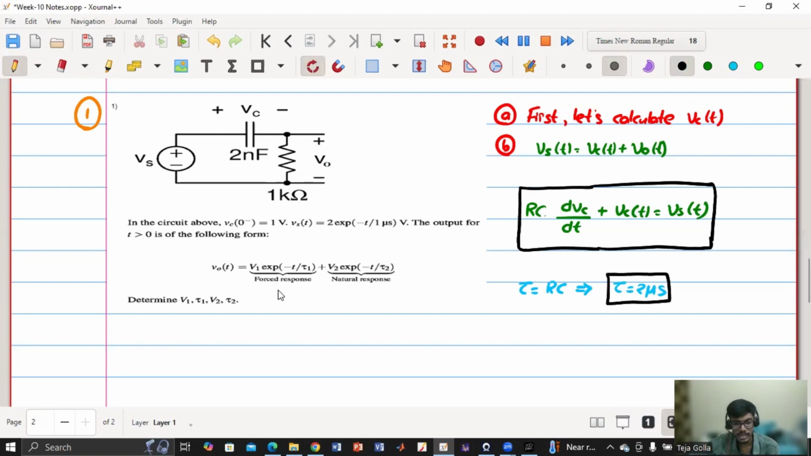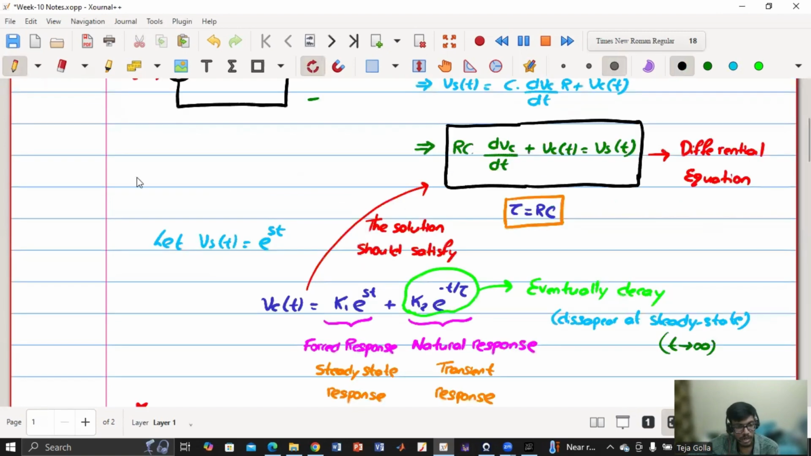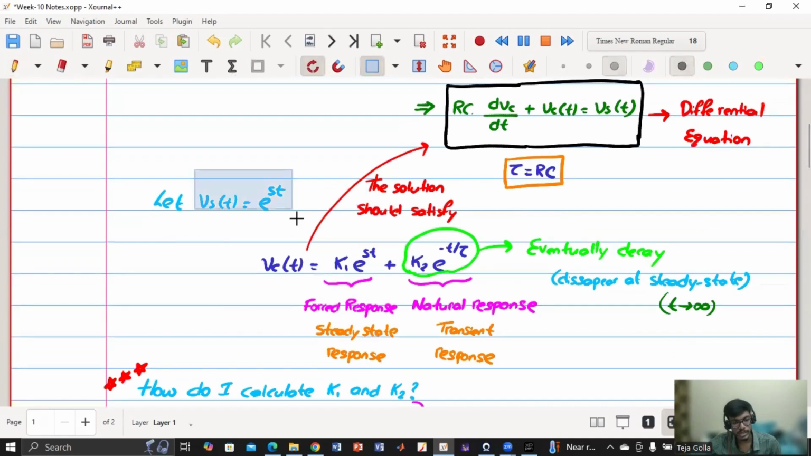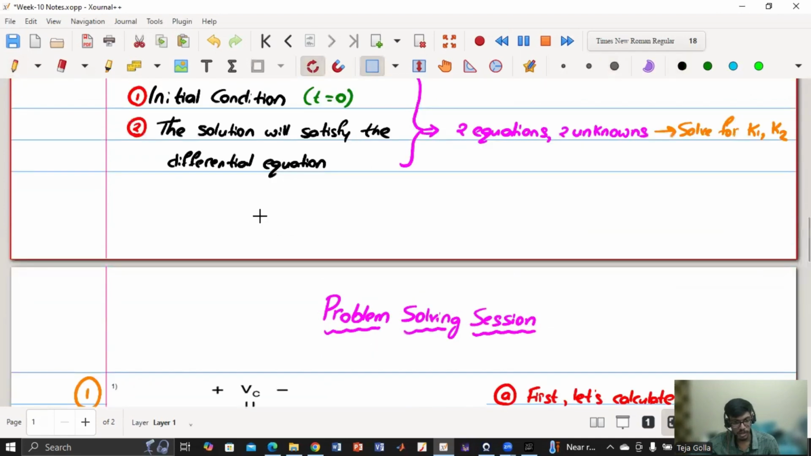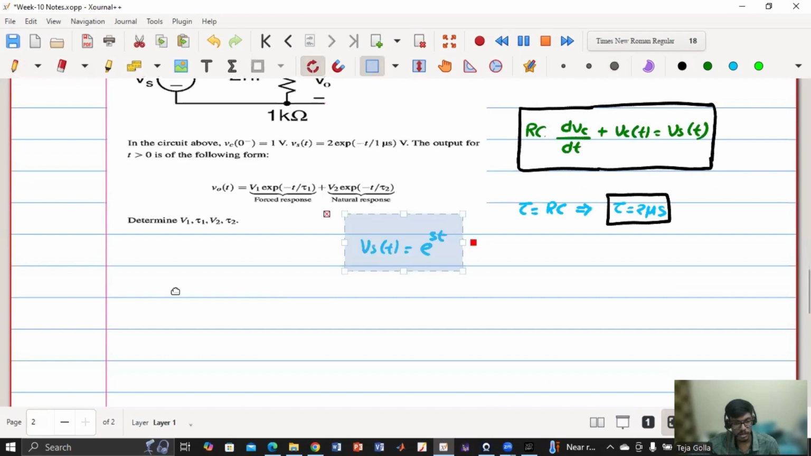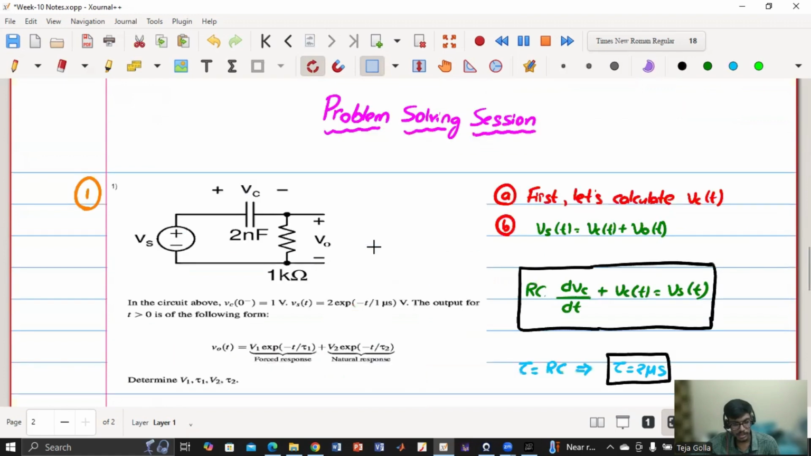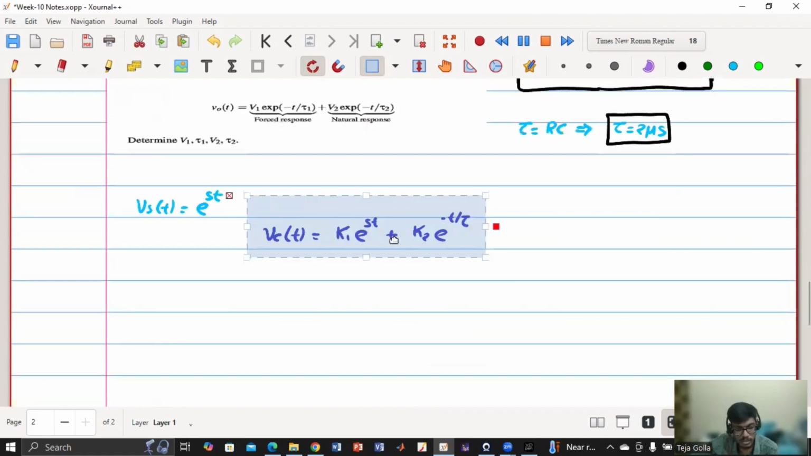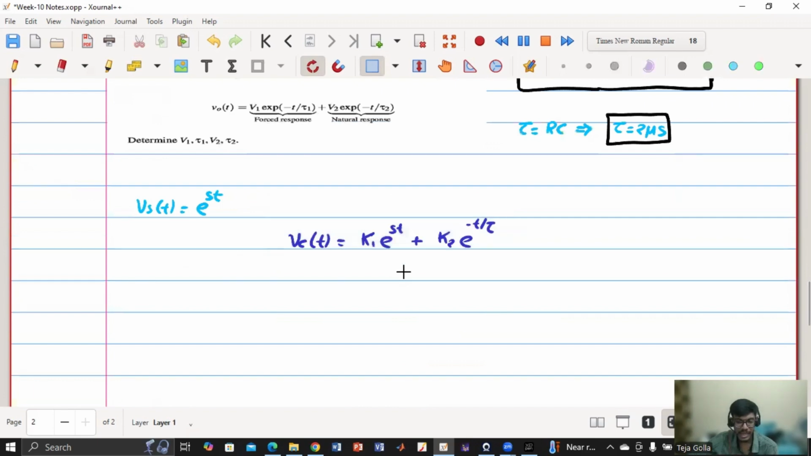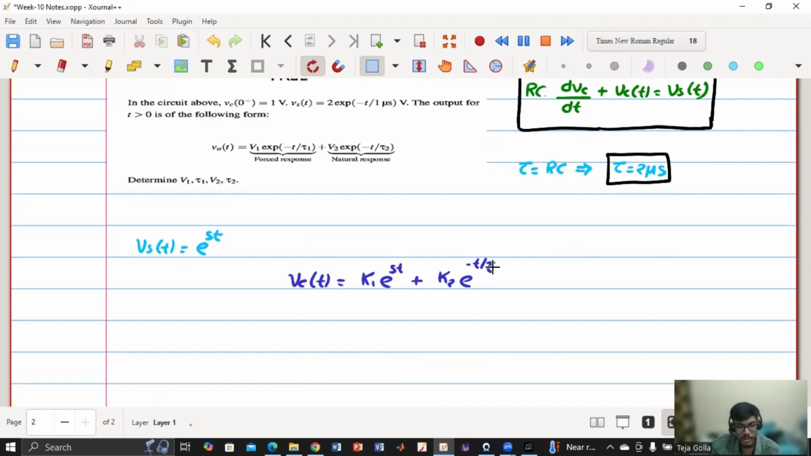Now let us go back and see what we have learned. I have told that if Vs of t is equal to e to the power st, and here s is minus 1 by 1 micro. If this is the case, then this is my output. Now I know Vc of t is nothing but k1 into e to the power st plus k2 into e to the power minus t by tau. Now can you tell me, by substituting s and everything, what will be Vc of t?